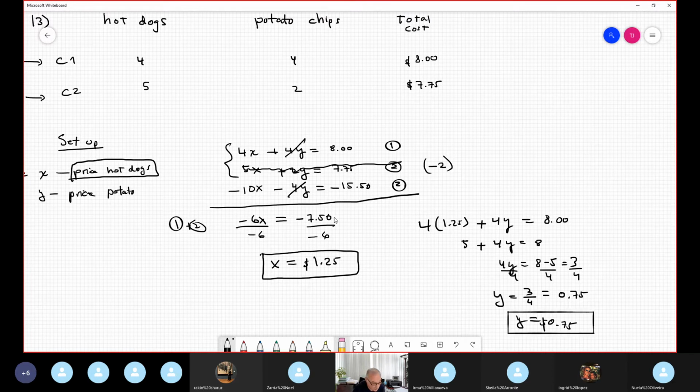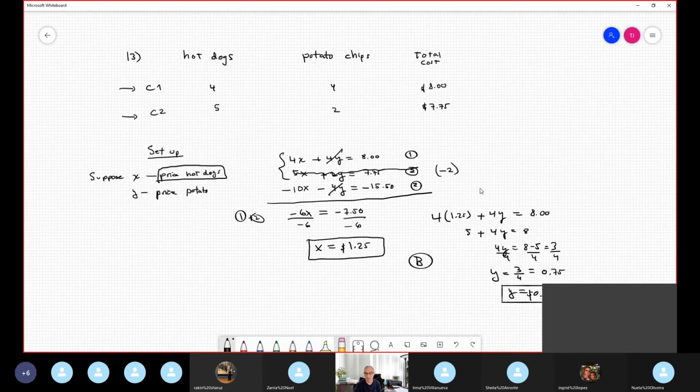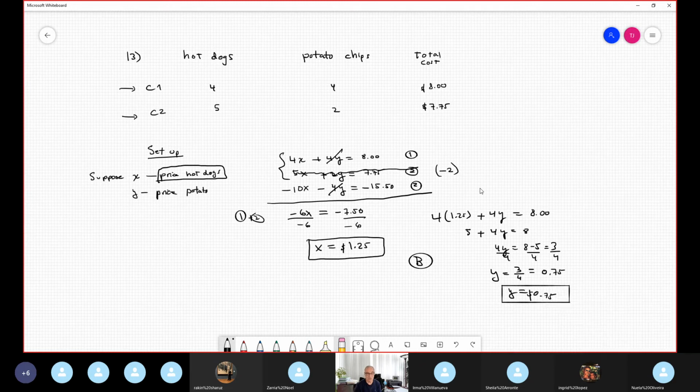So the answer is 1.25 and 0.75, which is option B, I guess. Yes, option B. What is the complicated part? The complicated part, okay, don't worry, because in the test you see one question like that, it's not identical, and the interpretation is the complicated part. Do you want me to explain again or no?